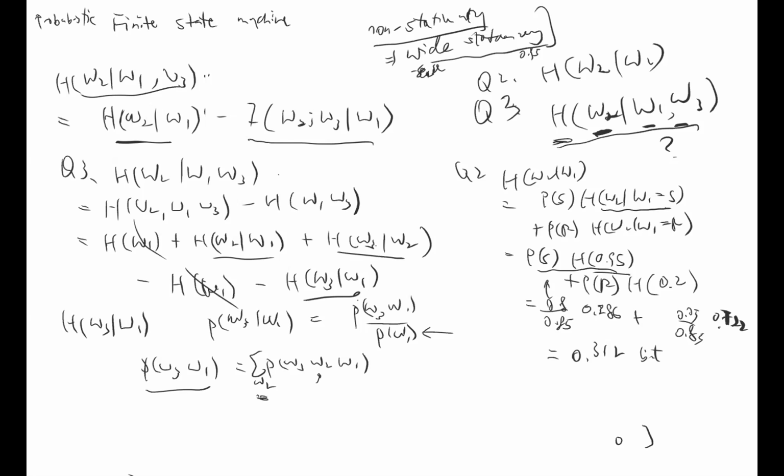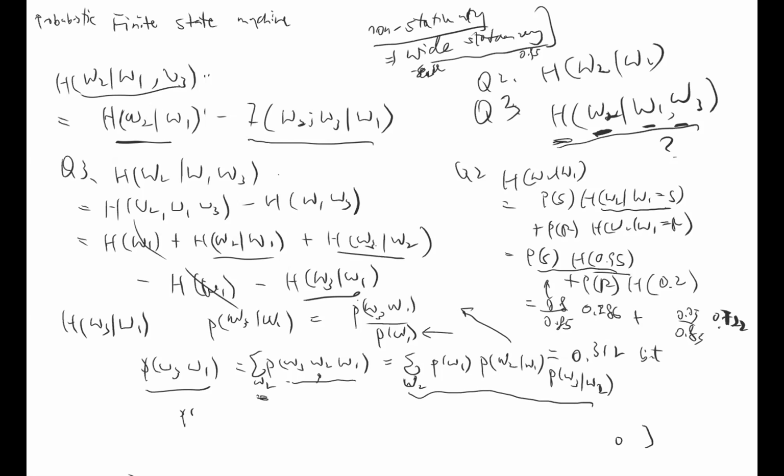So now with this, I know how I'm going to do that. This one will be equal to the sum over W2, and I have P(W2|W1) multiplied by P(W3|W1, W2). So this is equal to this guy here. Now I can plug this back into this guy here.